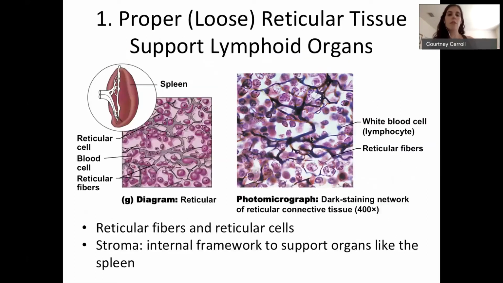The last type of loose proper connective tissue is our reticular tissue. And this has those reticular fibers, those lacy fibers, and it functions to be the internal framework to support organs like our lymphoid organs or our spleen, for example.